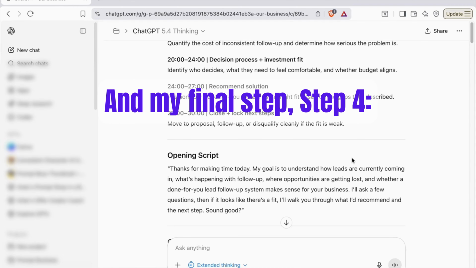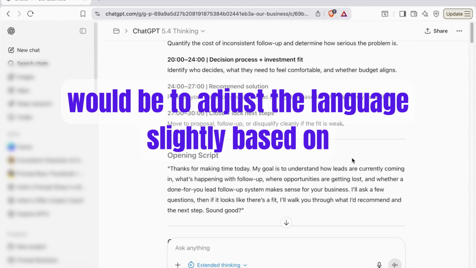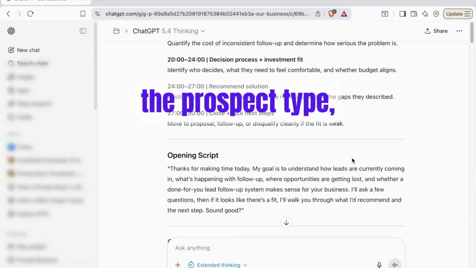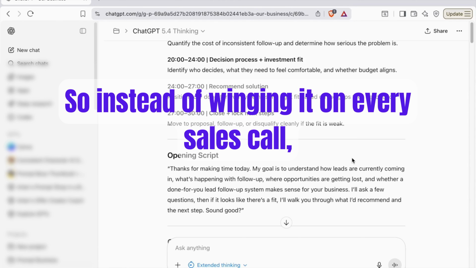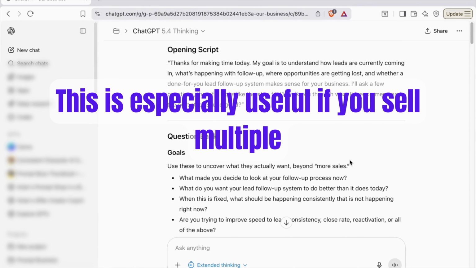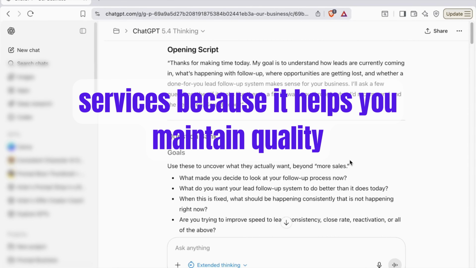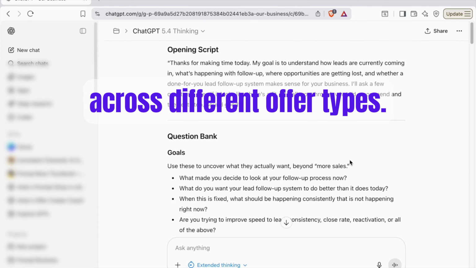And my final step, step 4, would be to adjust the language slightly based on the prospect type, deal size, and the industry. So instead of winging it on every sales call, you have a framework. This is especially useful if you sell multiple services because it helps you maintain quality across different offer types.